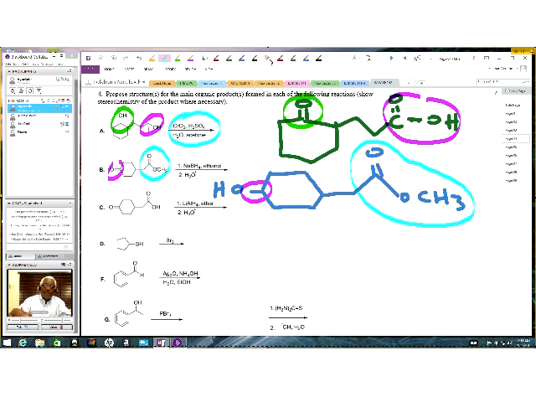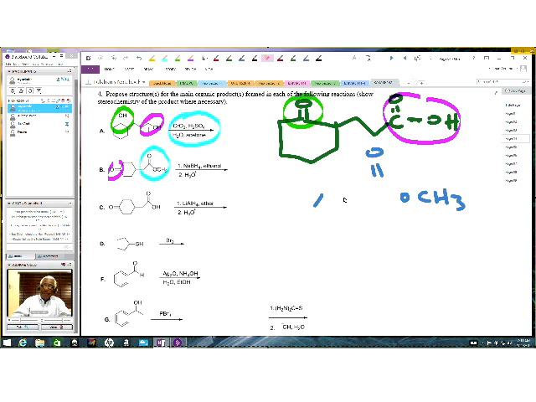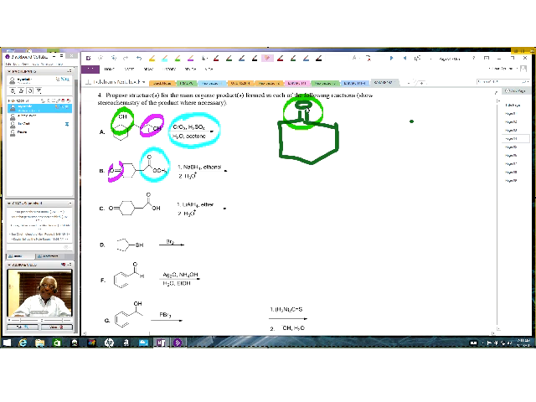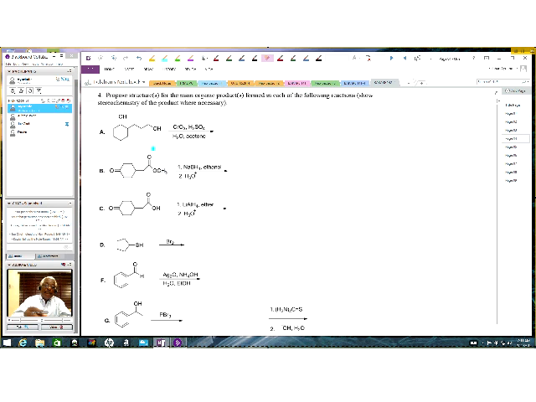Okay, so let us go to question C. Okay, I'm going to erase this here. Okay, question C, which is this here. Okay, now what do we have here? What do we have in question C? We are given this reagent here, lithium aluminum hydride, followed by dilute acid.